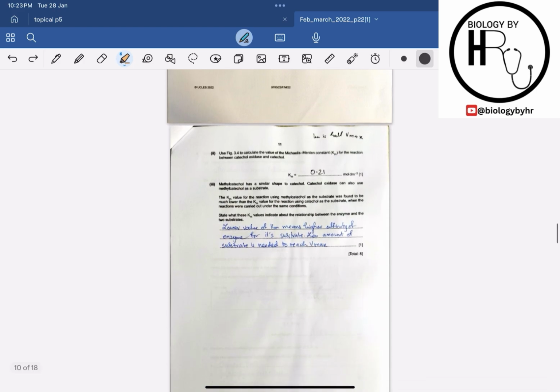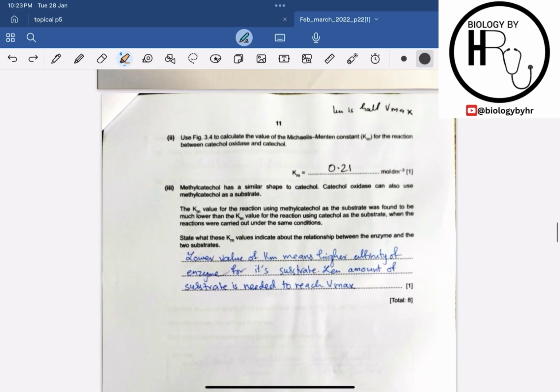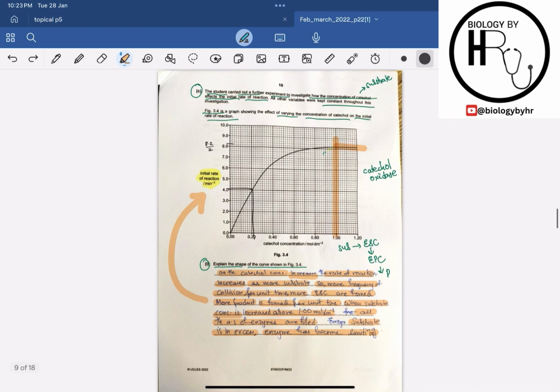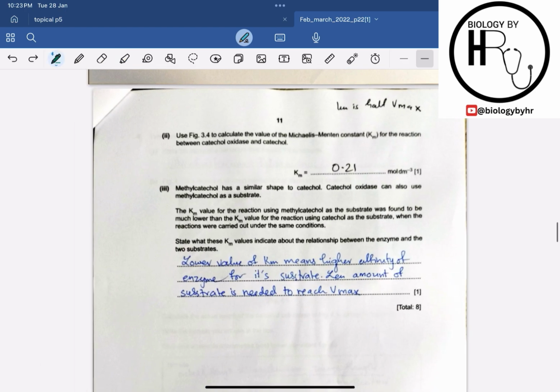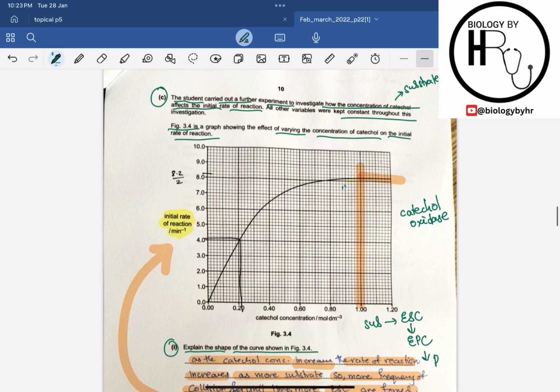Now let's move on to part 2 of, sorry, part 2 of C. They are saying over here to use figure 3.4 to calculate the value of the Michaelis-Menten constant, which is Km, and Km is basically half of the Vmax.